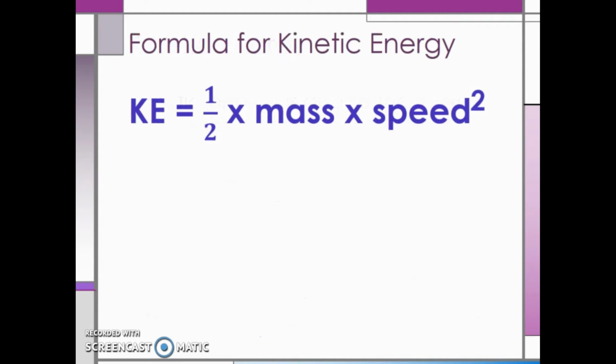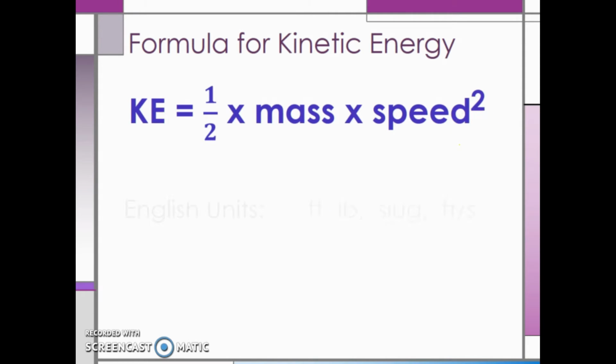Let's take a look at our formula for kinetic energy. Kinetic energy is equal to 1/2 multiplied by the mass multiplied by the speed squared. Notice that only the speed is squared. If you like, you can think of speed squared as speed multiplied by speed.